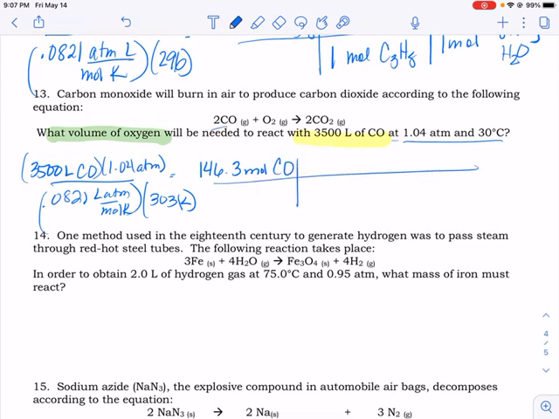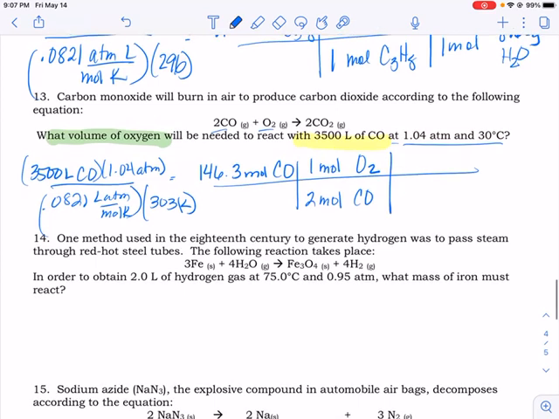Now, there are 2 moles of carbon monoxide to every 1 mole of oxygen. And we want volume, and we're still at the same parameters. So now what we're going to do, I'm going to erase that. And we're going to take the answer we get there, which, well, we're in moles now. So instead of taking the answer, we'll just multiply.